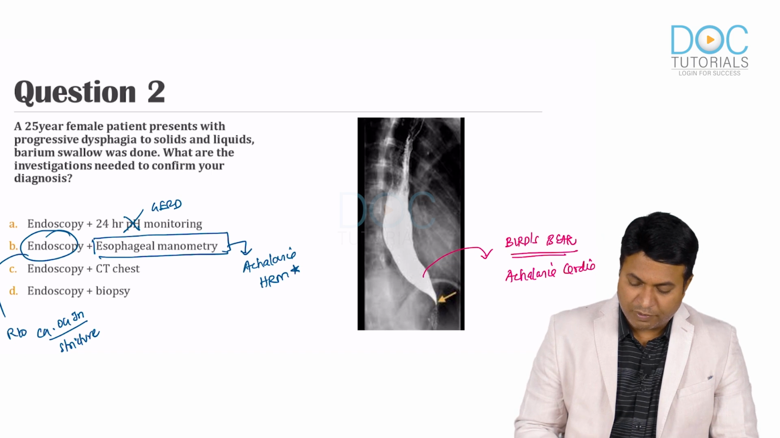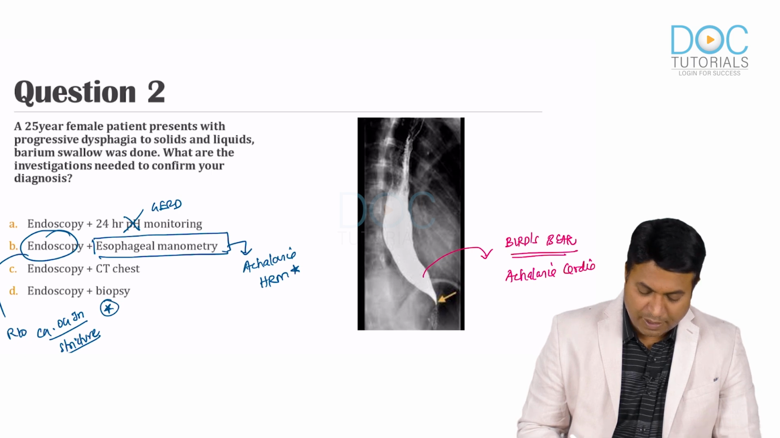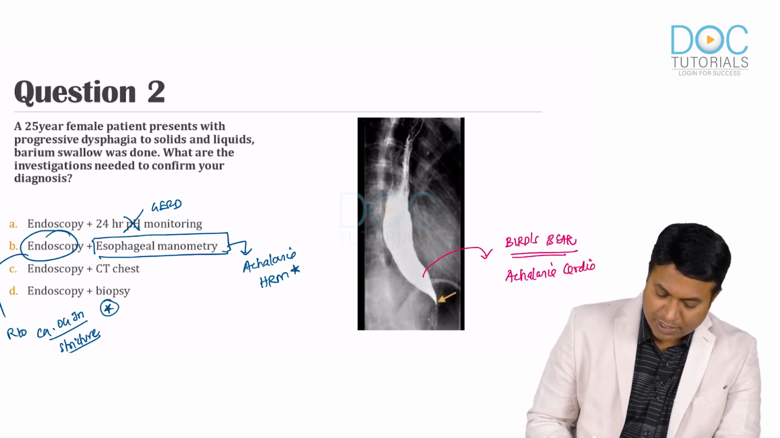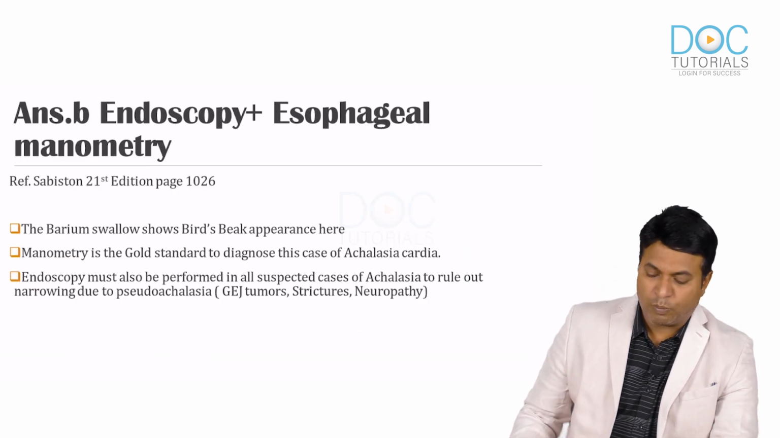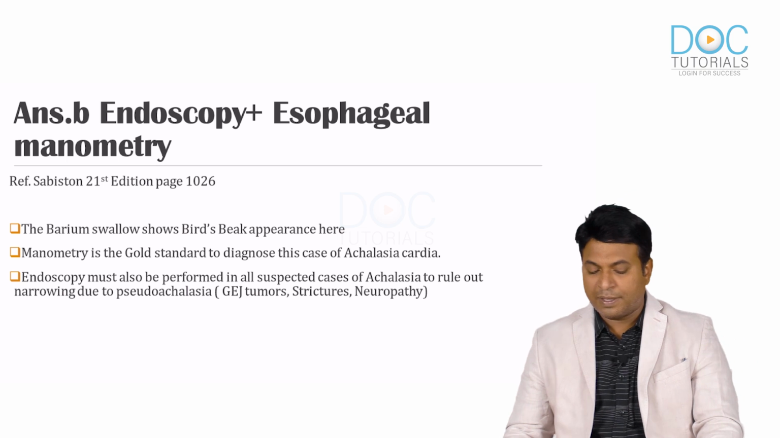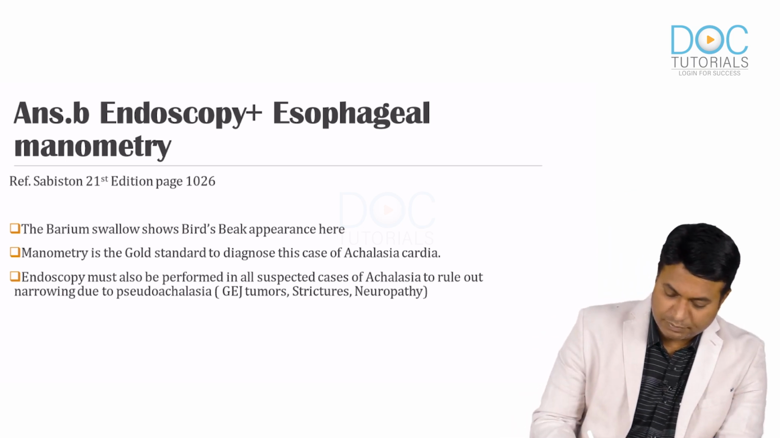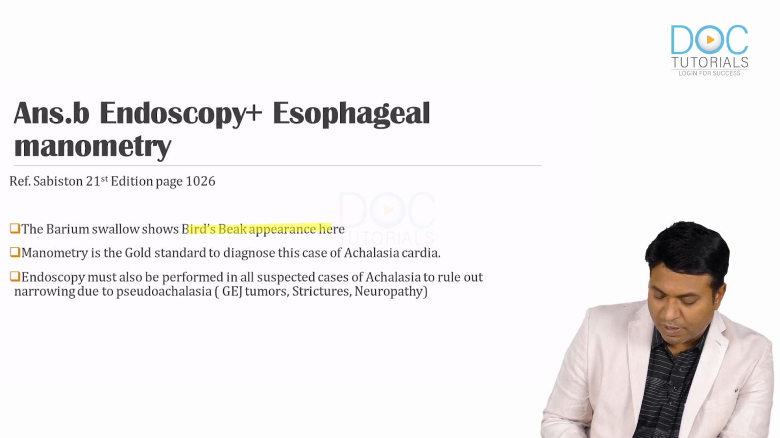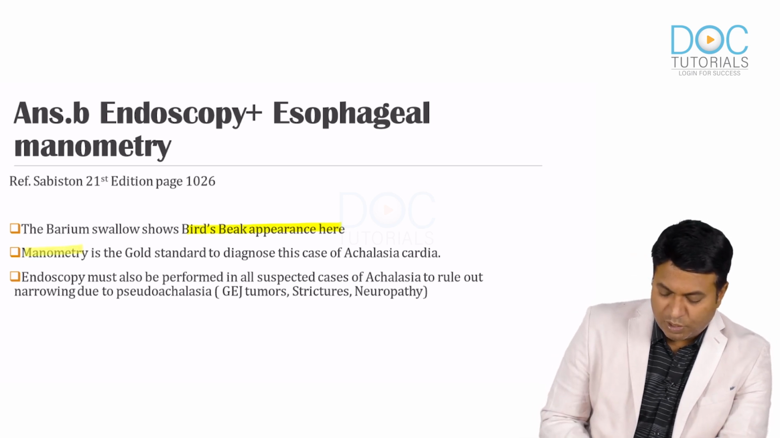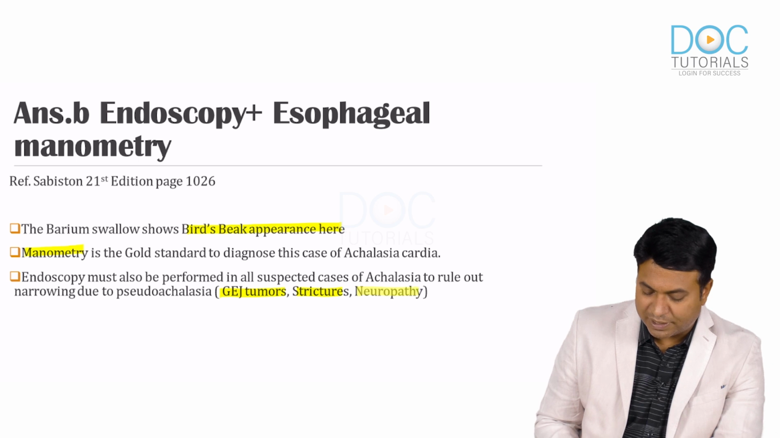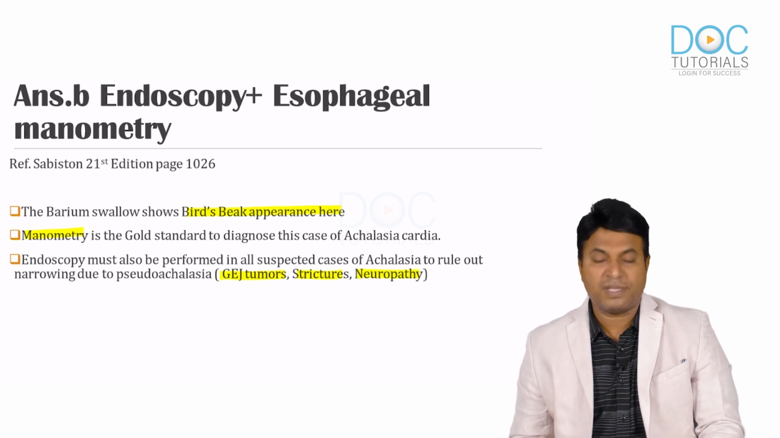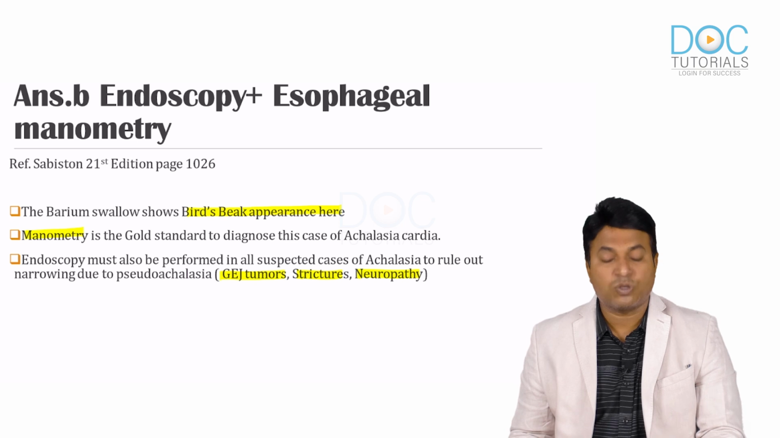That is very important for these cases. We have to look for stricture and a tumor in the lower end. This is an essential point you should not forget. Endoscopy with esophageal manometry is essential for diagnosing achalasia cardia. Please don't forget, barium shows you bird's beak appearance. Manometry is the gold standard. Endoscopy must also be performed in all suspected cases to rule out GE junction tumor, strictures or neuropathy. So the answer here is endoscopy plus esophageal manometry.